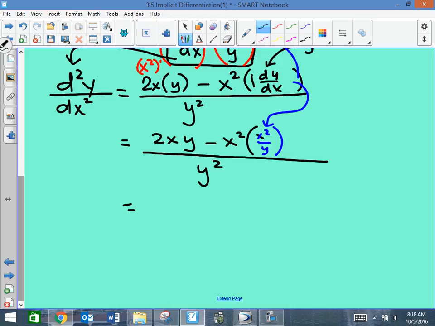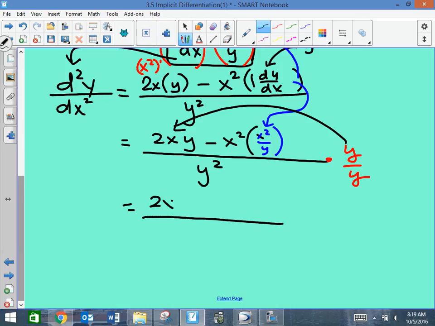Now, to simplify, I technically have a complex fraction, don't I? So what's the quickest way to simplify this, to get rid of that extra denominator? Good. Multiply by y over y. So that would be y times 2xy, 2xy squared minus y times this. Y cancels, and that's x to the fourth. And y squared times y is, there's your second derivative.